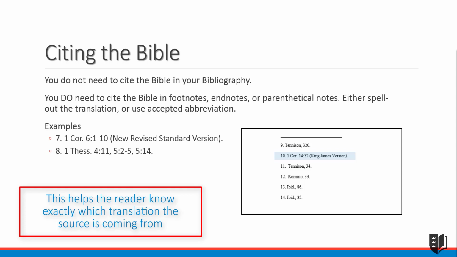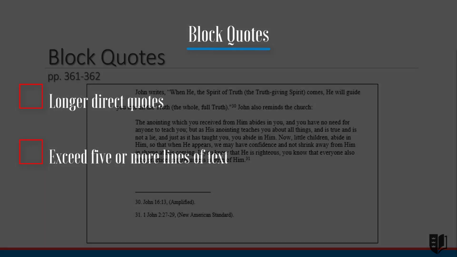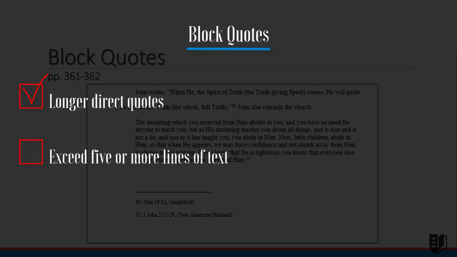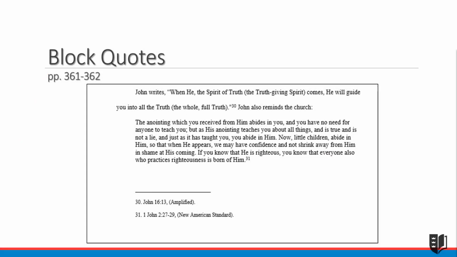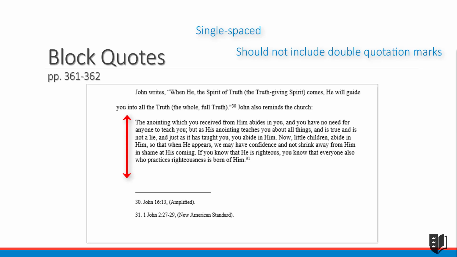According to Turabian format, block quotes are longer direct quotes from cited material that exceed 5 or more lines of text. Block quotes should be formatted differently than shorter quotes in your paper. Start a new line and indent the entire block quote by 1/2 inch on the left side only. The quote should be single-spaced and should not include double quotation marks. Finally, a footnote number should still be included at the end of the sentence.